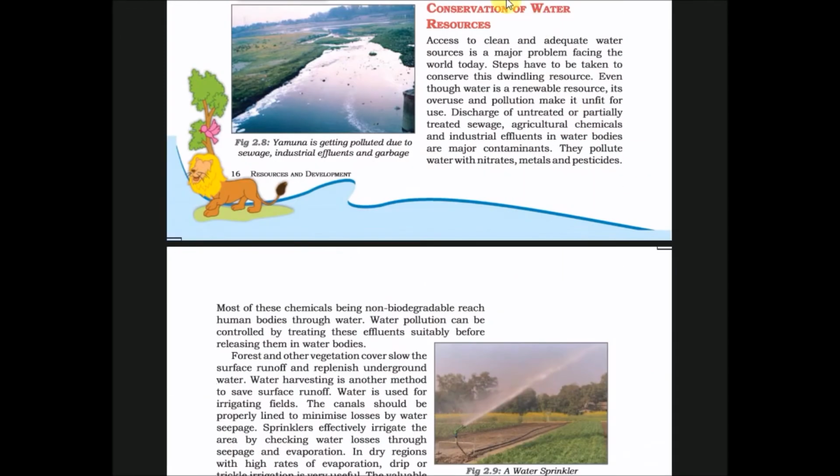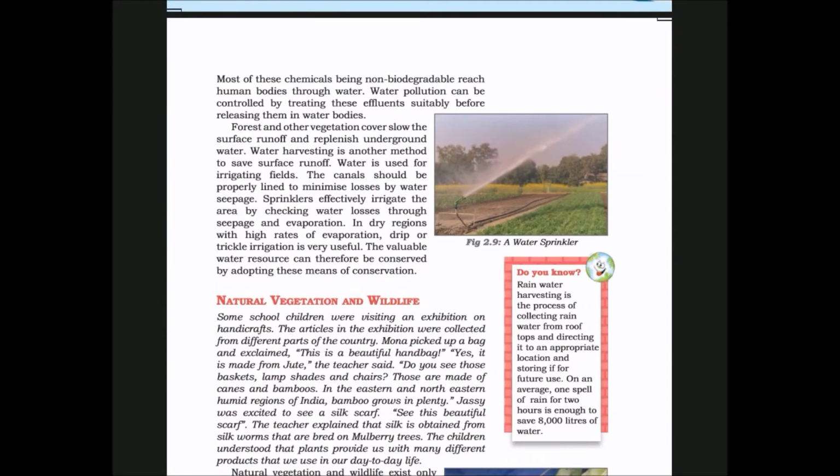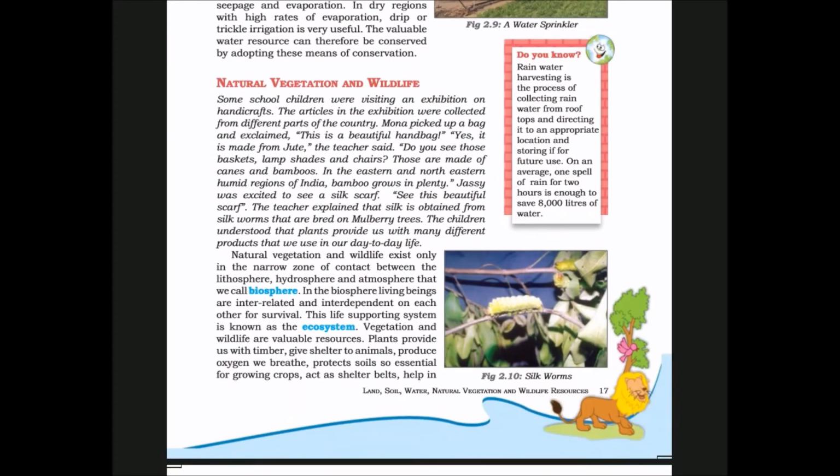Conservation of water. If we have only 2.7% of fresh water, we have to conserve it for the future and for today also. So in order to conserve water, we have to use the sprinkling system and the drip irrigation system in the field, because it preserves some water.